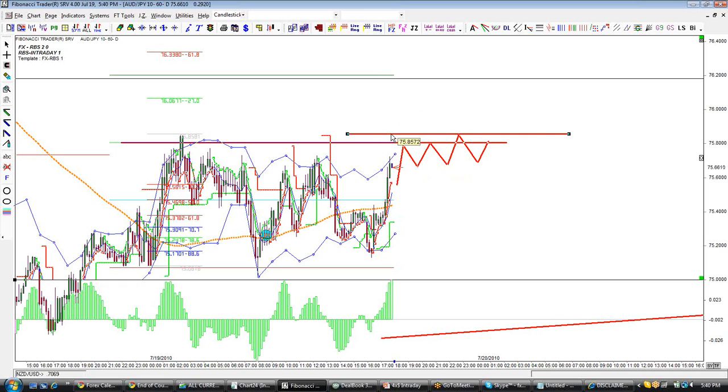Let's say our entry would be 75.85 or 75.90 with about 25 to 30 pips stop. So the stop will be somewhere inside this consolidation, so it's protected.